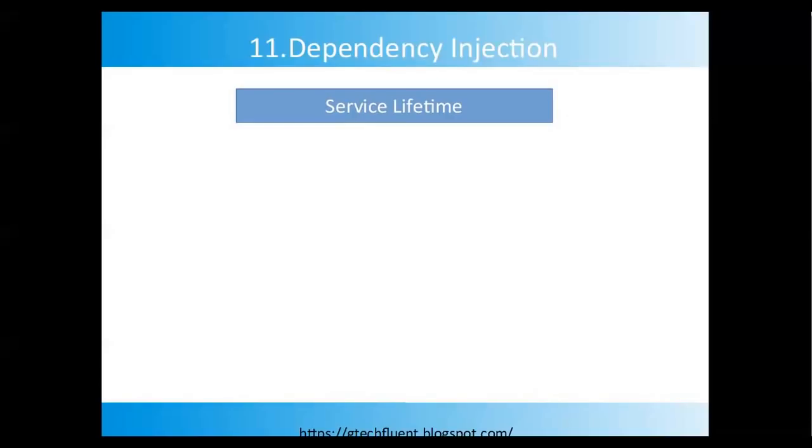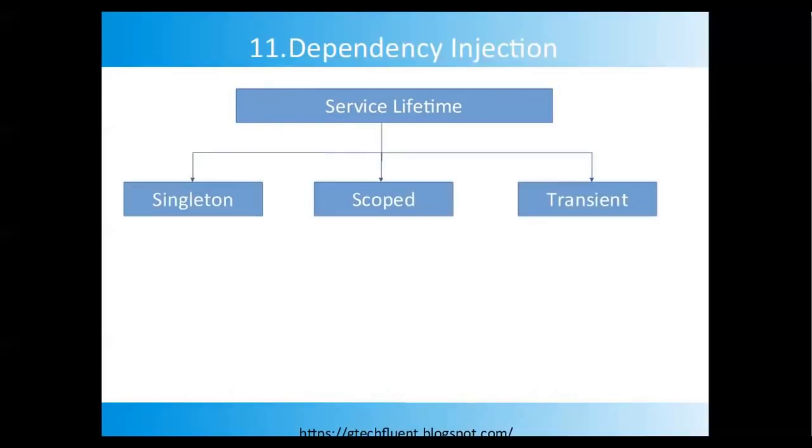The built-in IoC container manages the lifetime of the service on their registered type, and it will automatically dispose the service instance based on the specific lifetime. In ASP.NET Core, there are three options when the service lifetime is defined. The first one is singleton, the second one is scoped, and the third is transient.